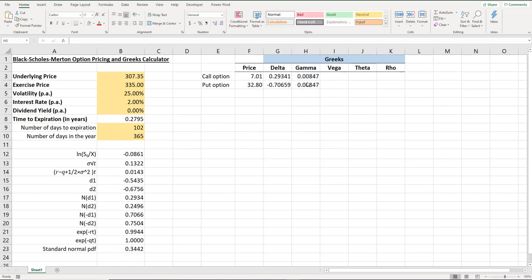So to interpret the value of this gamma, it tells us that if the underlying price were to increase by $1, then the delta would increase by 0.00847 for both the call option and the put option. So if we just want to show that, in this case, at this price point, which is 307.35, the delta is 0.29341. So if I were to increase it by $1, let's say if I change this to $308, then the delta will increase to 0.30193. And you can see that here the difference between the two will be 0.0085, which is quite close to the result that we had earlier.